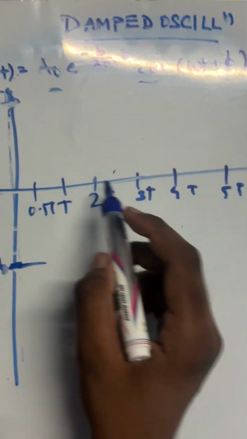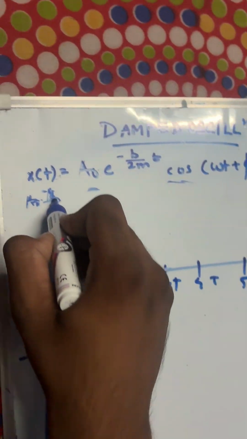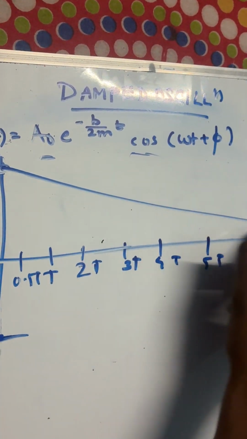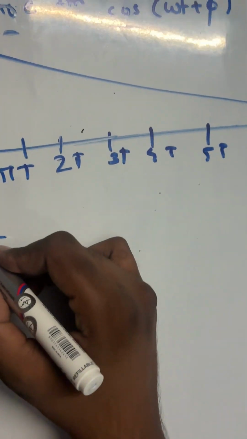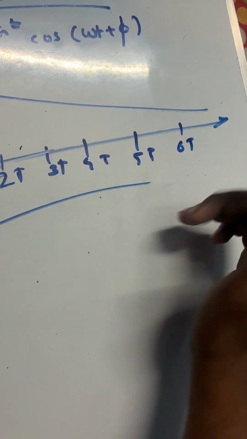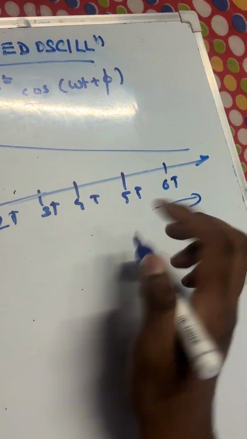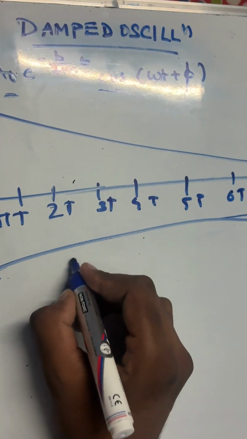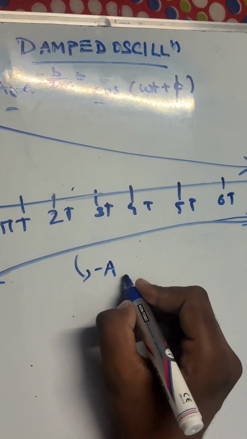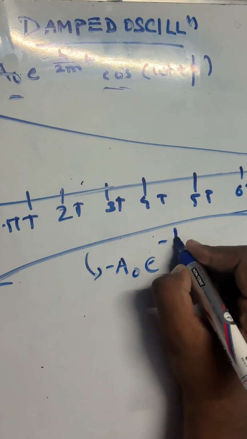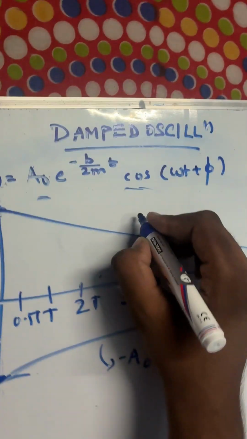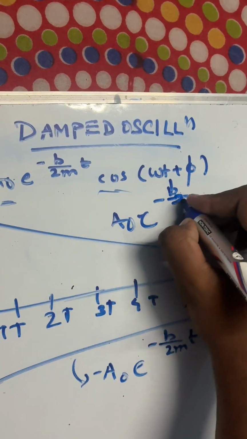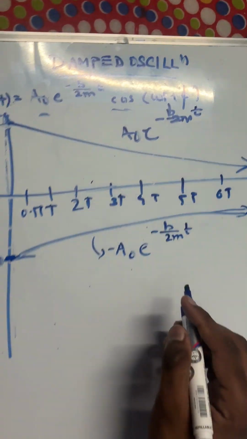Draw the function, draw the envelope first. The function will be exponentially decreasing, right? The graph isn't ending, I'm just giving it. Okay, this is the envelope. Remember, it's minus a naught e to the power minus bt by 2m, and a naught e to the power minus bt by 2m, right?